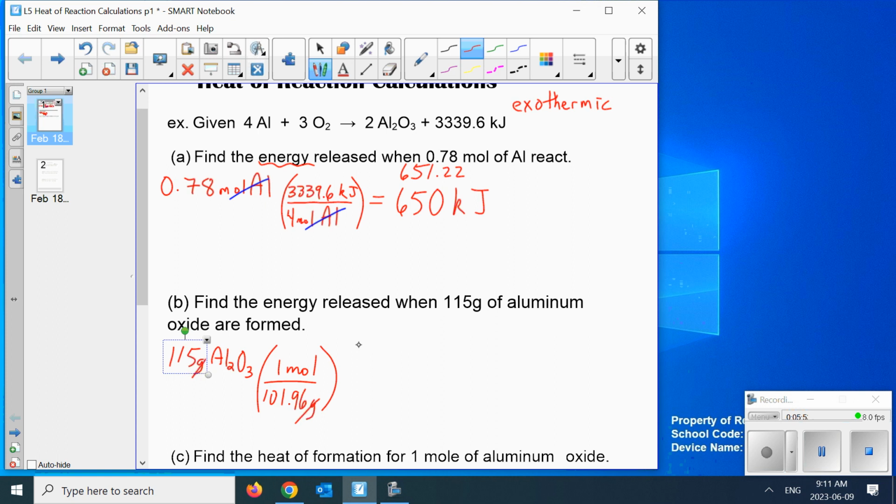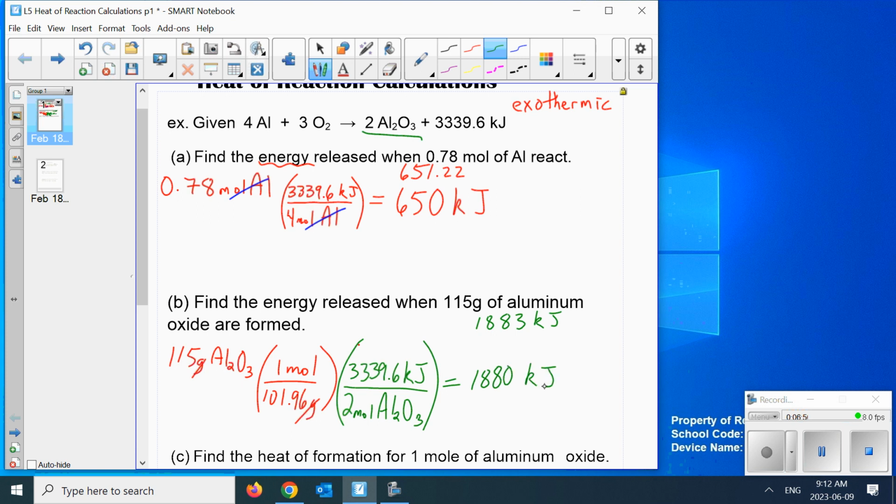We want to get rid of information about aluminum oxide. So know that there's two aluminum oxides. I need to put the word mole in there. And that 2 moles of aluminum oxide is a match for 3,339.6 kilojoules. When I multiply that out, I get 1,883, but I'm not going to use all that. I use 3 digits, so 1,880. But I would still get full marks for 1,882.